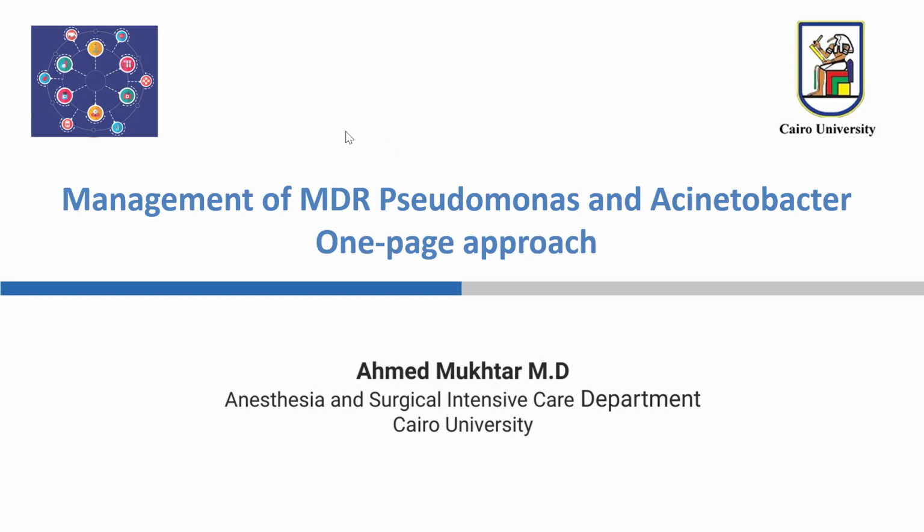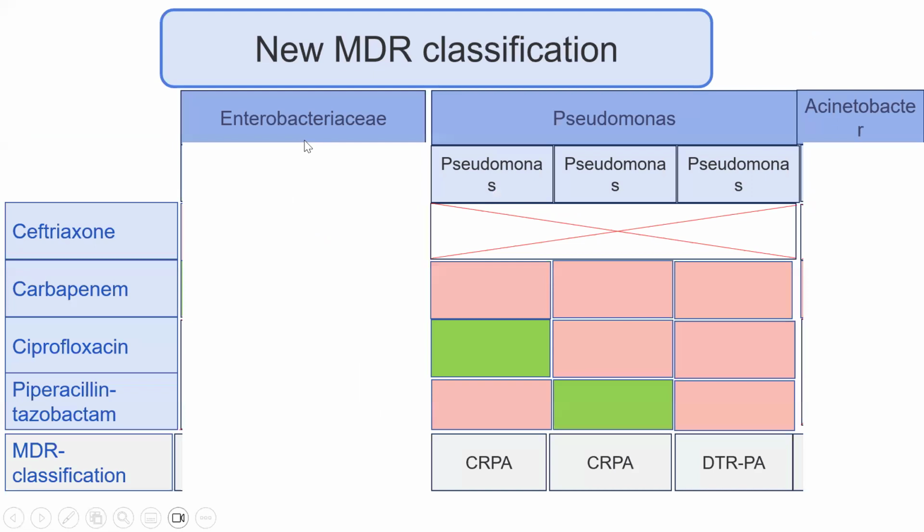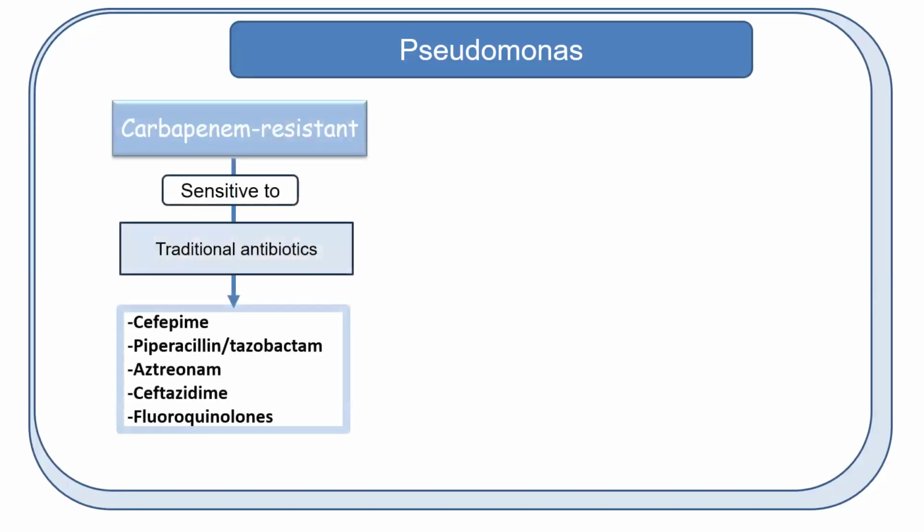In this video, we'll discuss the management of multi-drug resistant Pseudomonas and Acinetobacter. And as we discussed in the previous video, Pseudomonas can be classified into carbapenem-resistant Pseudomonas or difficult-to-treat Pseudomonas. In general, if the Pseudomonas is carbapenem-resistant and sensitive to the traditional antibiotics, we can use either cefepime, piperacillin-tazobactam, aztreonam, ceftazidime, or fluoroquinolones.